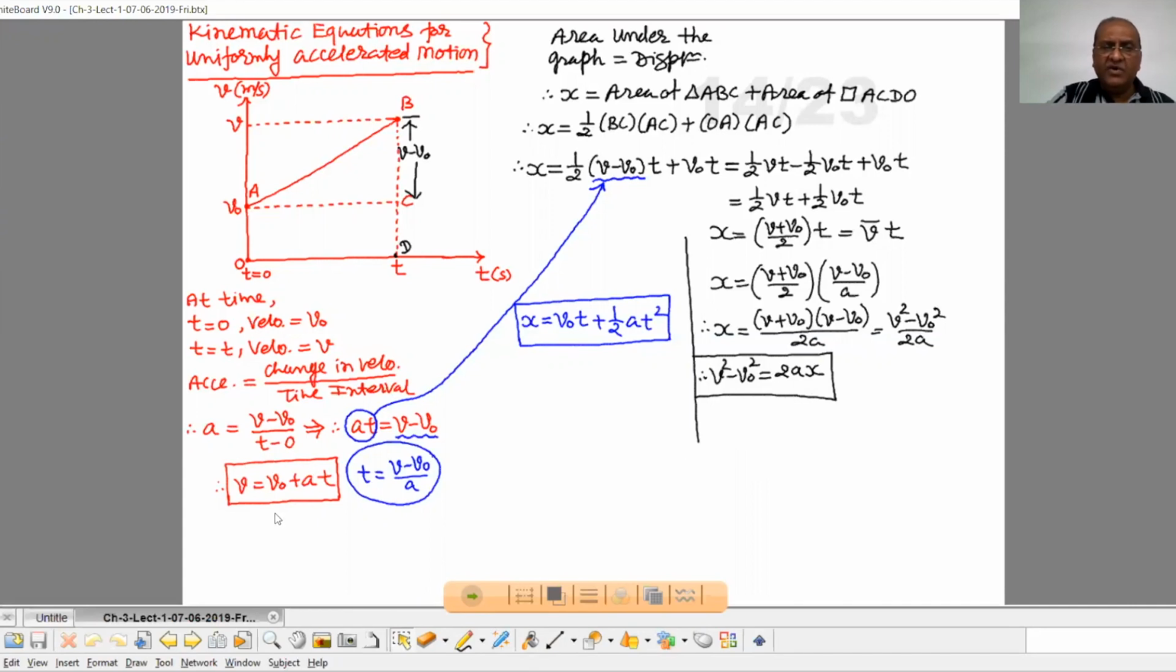So this one equation, v equal to v0 plus at, the second one, x equal to v0 t plus half at square, and this third one, v square minus v0 square equal to 2ax, are called the kinematic equations for uniformly accelerated motion. These equations are very important. We will use these equations up to standard 12. In any type of motion, under the effect of any type of force, whenever the acceleration is constant, you can use any of these equations to explain the motion. Clear?